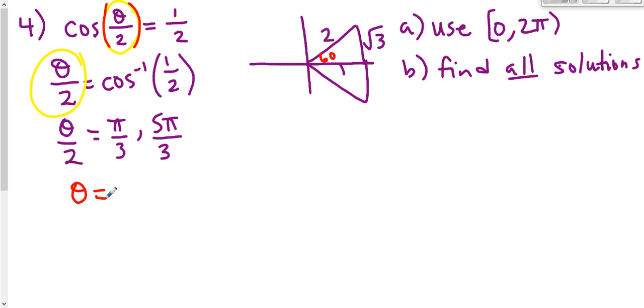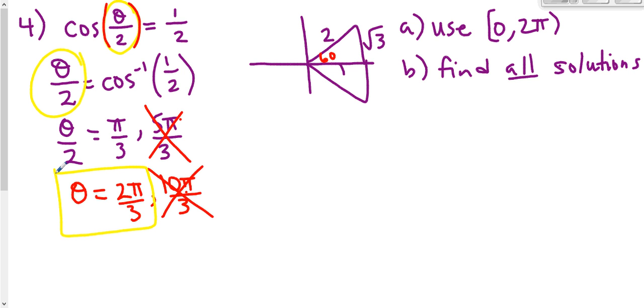Multiply both sides by 2, we get 2 pi over 3. That's totally fine. That falls in our interval. And we get 10 pi over 3. But that's not between 0 and 2 pi. So we can't keep that one. So if you're going to double everything, you're only going to go around your circle half a time instead of a full time or multiple times. So that's the answer if we're doing part A.